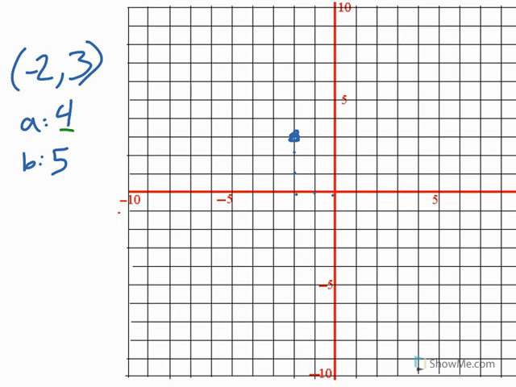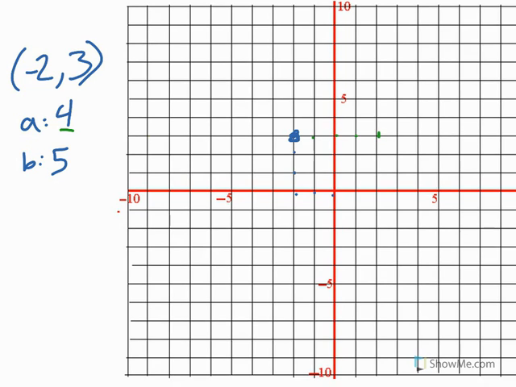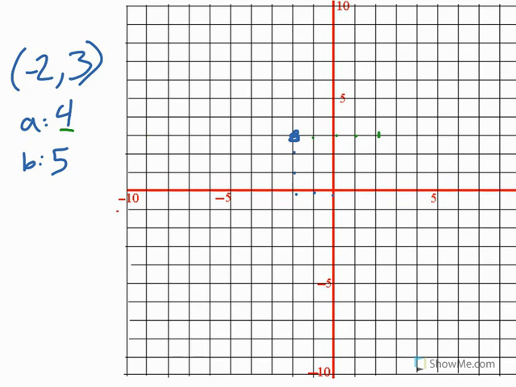Now for the a term, that again is the horizontal scale factor. So from my center point, I'm going to go 4 units to the right, 1, 2, 3, 4, and I'm going to make a mark right there. And then I'm going to go 4 units to the left, 1, 2, 3, 4, and make a mark right there. Now for b, it's 5, so from my center point, I'm going to go up 5 units, 1, 2, 3, 4, and 5. And then I'm going to go down 5 units, 1, 2, 3, 4, and 5.